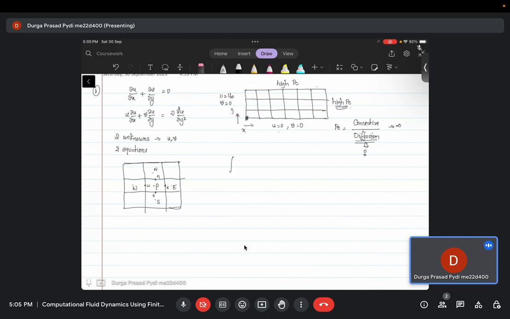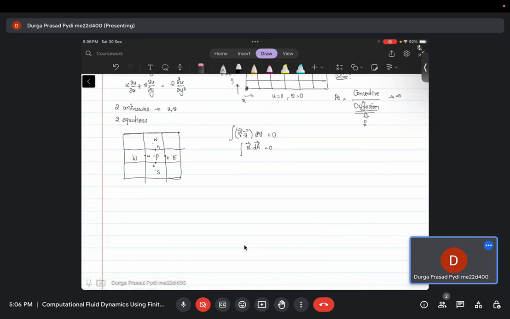In the continuity equation, we have del u by del x plus del v by del y times dV. For simplicity, let me write it this way. First one is del dot u dV, which is essentially 0. This boils down to, if you use the Gauss divergence theorem, u dot dA equals 0. Now we will be replacing this with the sum over faces of u_f dot A_f equals 0.